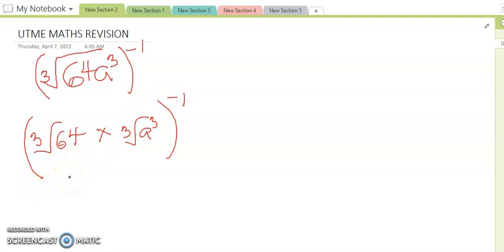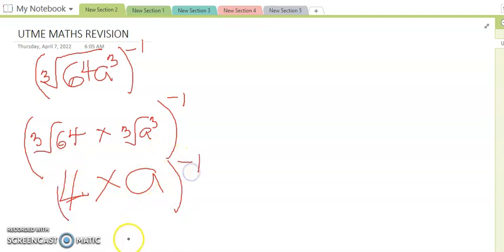Cube root simply means numbers you multiply 3 times to get a particular number. In this case, 64. What numbers do I multiply 3 times to get 64? 4 times 4, 16. 16 times 4, 64. So the answer here would be 4. The answer here would be 4 times a raised to power 3. The cube root of it would be a. So everything raised to power minus 1. So from here, 4 times a, that will give me 4a. Everything raised to power minus 1.